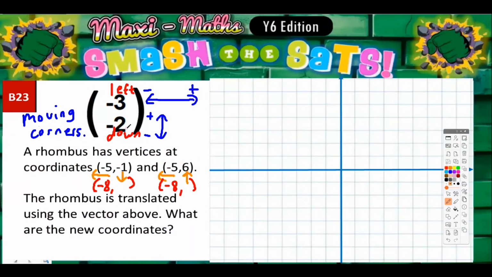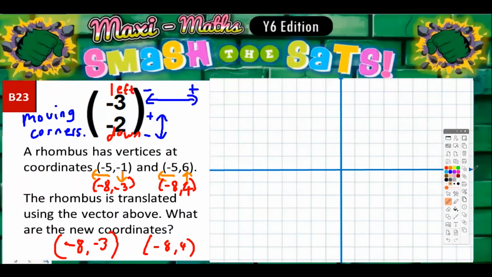Now we'll do the down ones. Well, we've got to go an extra 2 down. So if you're going 1 down already here, an extra 2 down means 3 down altogether. And 3 down altogether is -3. If you're going 6 up, because that 6 means 6 up, but from being 6 squares up, you go 2 down, that leaves you on only 4 squares up, because 6 - 2 is 4. So that's going to be 4 squares up. And that basically is going to be your 2 answers. So it's going to be -8, -3, and it's going to be -8, 4.